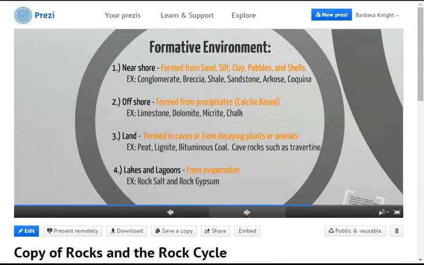Also, we can look at how different sedimentary rocks form. So they can form near shore from sand, silt, clay, pebbles, and shells. These are some examples of sedimentary rocks that have a near-shore formative environment. You can have offshore formative environment, where we usually have our precipitates and different chemical sedimentary rocks.